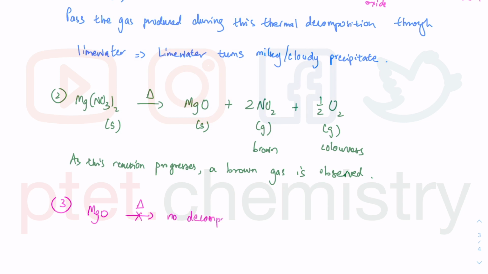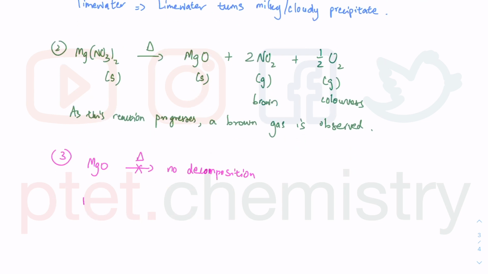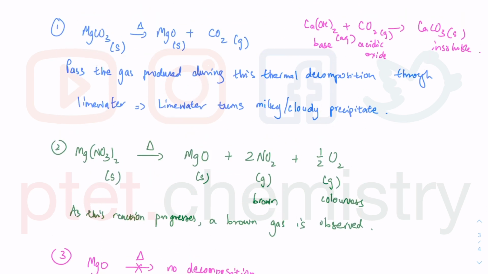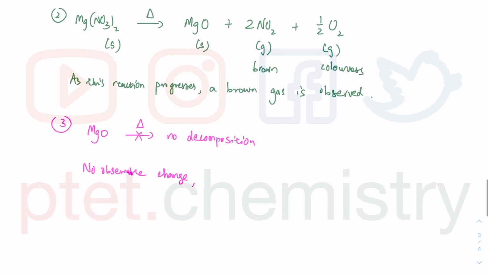So you can collect the gas, but no observable change. In fact, if you compare with number 1 where you just heat the carbonate, there'll be no observable change as well because it's white and white. But I can say I can collect the gas, which is not formed. So we can test with lime water.